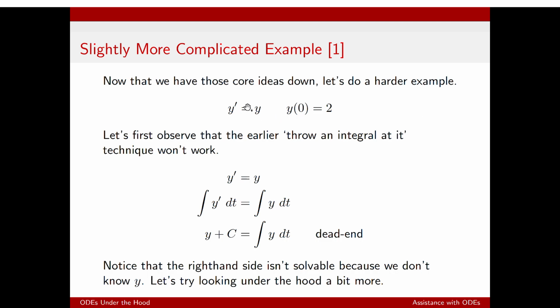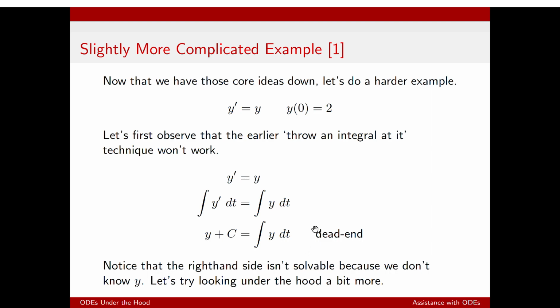So we have y prime equals y and y of 0 equals 2. So here's our ODE, and here's our initial condition. Let's first observe that the throw an integral at it technique, we're just going to see another example where this doesn't work, so definitely don't learn to rely on that. You integrate, you'll get an integral here. That's nice, that'll give you y plus c, but if you integrate this side, you get integral of y, this is just a dead end. Anytime you get something looking like that, that should be a huge red flag to you that, hey, you've done something wrong.